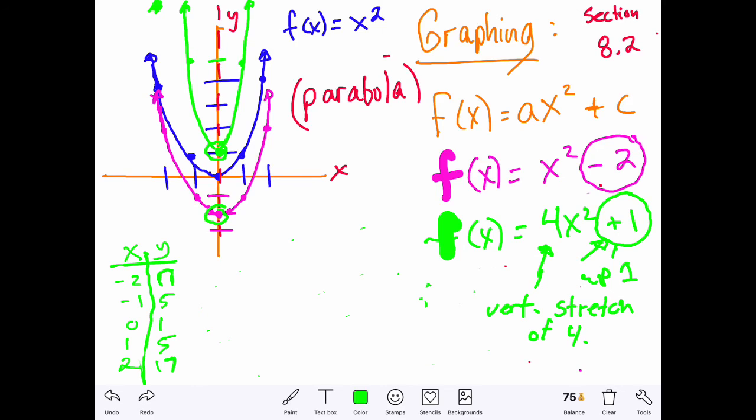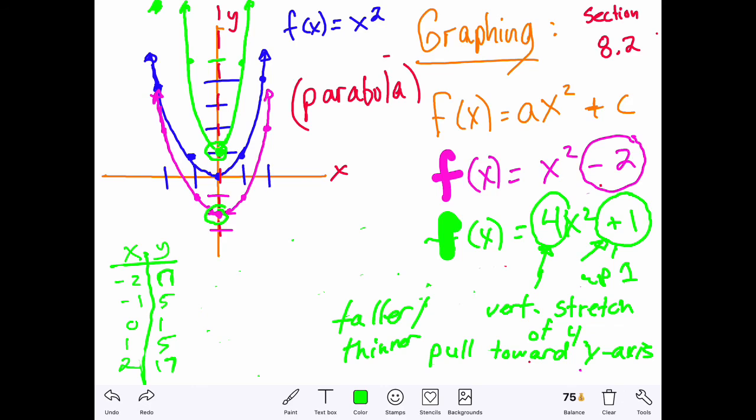Okay, the other thing going on with the green graph is what's called a vertical stretch by a factor of 4. And that's this 4 out front. And we kind of talked about that more in 8.1. So, well, what did vertical stretch do? It pulled it away or toward the y-axis? Well, pulled toward the y-axis. And we can see that in our graph here. It's taller and thinner. It's stretched.